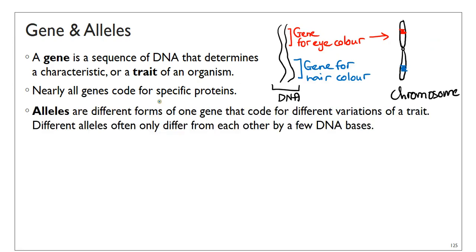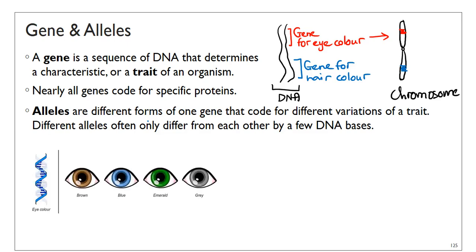So that's gene. The second term that you need to know is the term allele. Now, alleles are different forms of one gene. So you have a gene for eye color, but you can have multiple variations of eye color, and each of those is called an allele. Different alleles usually only differ from each other by a few DNA bases, but that is enough to create the variation. So I have two examples here just to illustrate my point again.